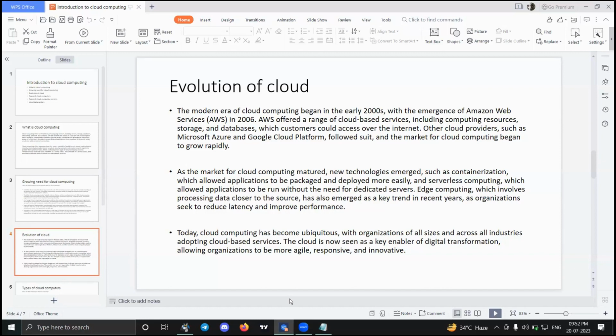Even nowadays you don't need a proper network security team, though companies do have their own. The cloud services are so good these days that they can easily rely on them for the infrastructure, and everything is managed by one single portal. As the market for cloud computing matured, new technologies emerged like containerization, which allowed applications to be packaged and deployed more easily. What are containers exactly? Does anyone know what a container is?